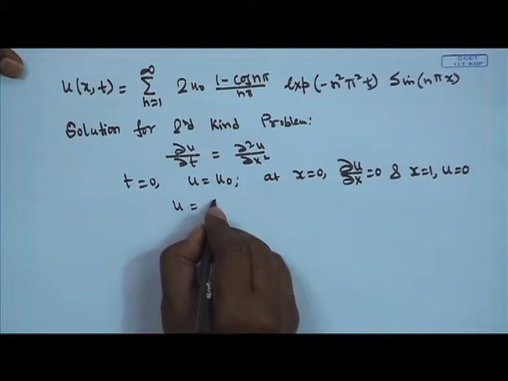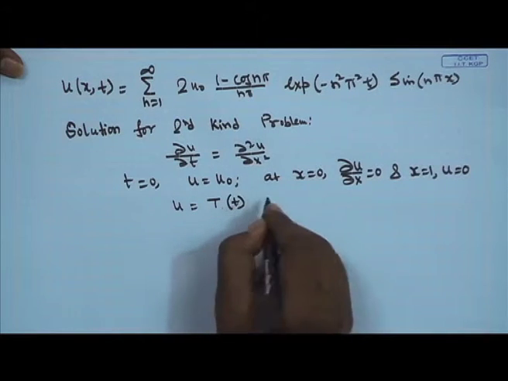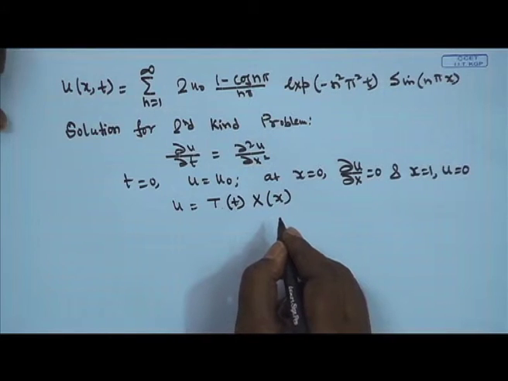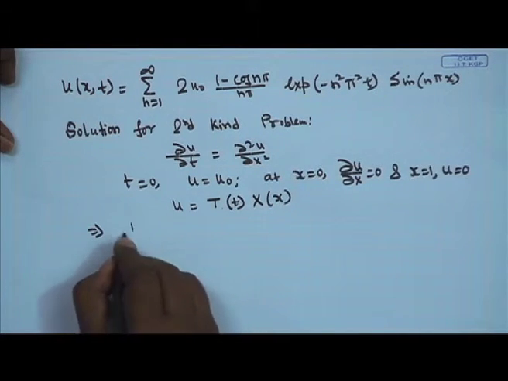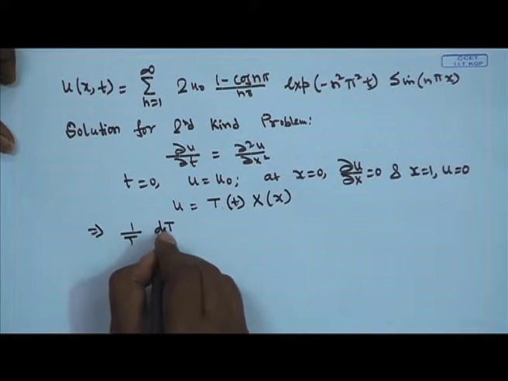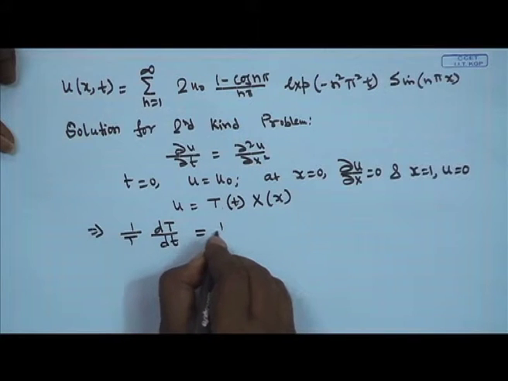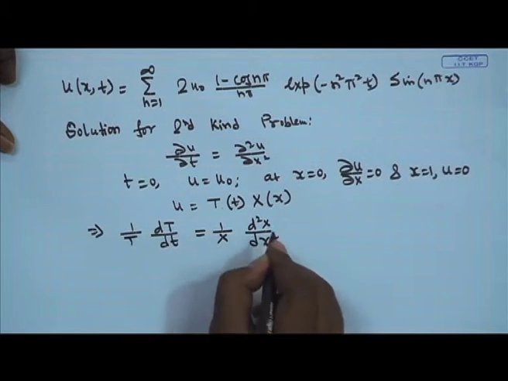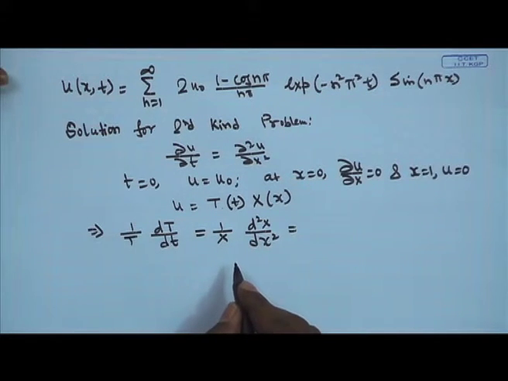So, again we will be looking for a separation of variable type of solution. We assume that the solution is composed of multiplication of two terms. One is purely a function of x, another is purely a function of time. If you do that, then after separating the variables, it becomes 1 by T dT dt is equal to 1 over X d square X dx square. Again, the left hand side is entirely a function of time, the right hand side is entirely a function of space.